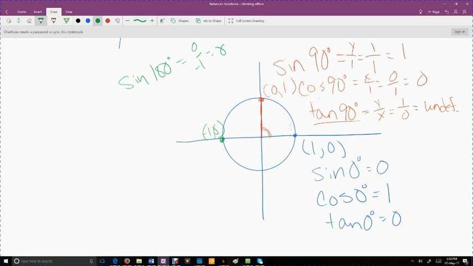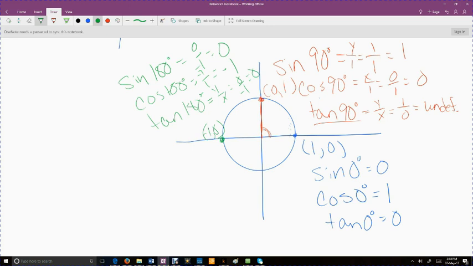So cosine of 180 equals x over our hypotenuse. So we've got -1 over 1, that's -1. And tangent of 180 is opposite, y over x, sorry. Y over x is 0 over -1 equals 0.